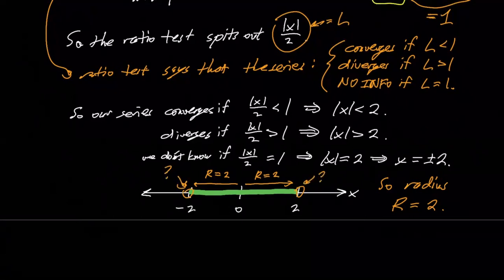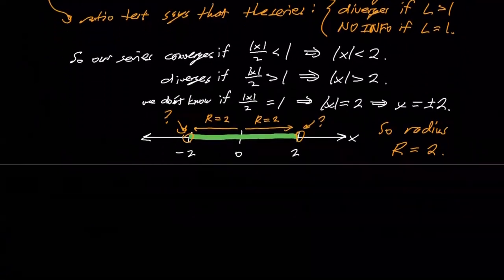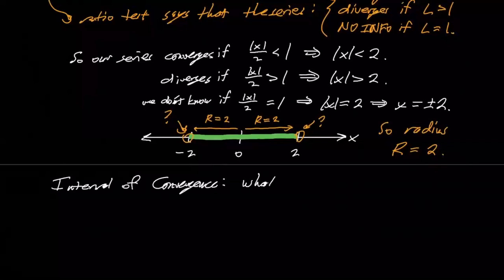Okay. So we haven't quite pinned down the full interval yet. We need to analyze these 2 points separately. But we do have the radius. The radius is 2. So now if we want to talk about the interval of convergence, we need to ask what happens when x equals plus or minus 2.